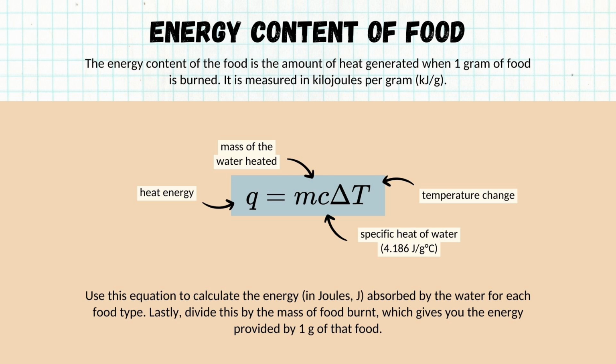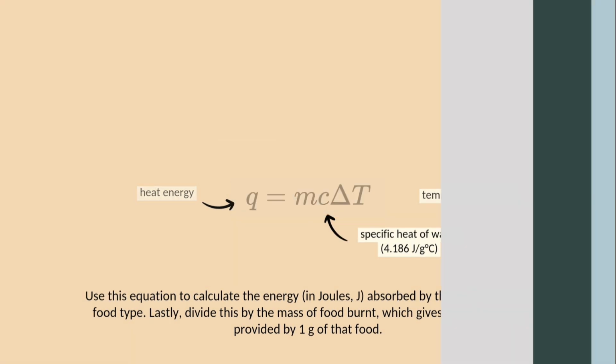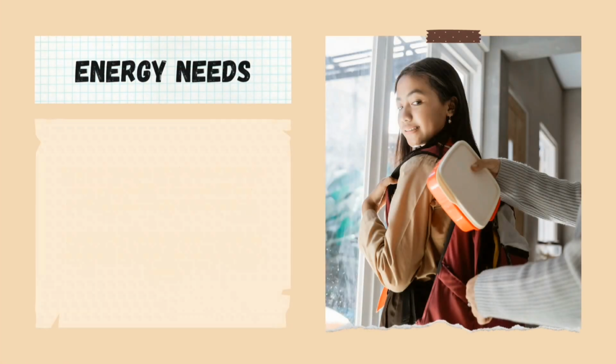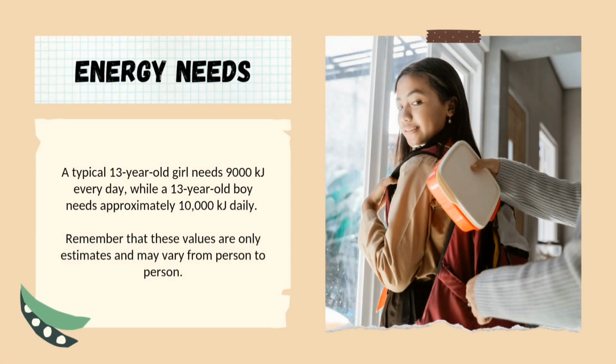Simple math, powerful science. Now let's talk about energy needs, because not everyone needs the same amount of food energy. Energy requirement depends on factors like age, activity level, and body condition. A growing body needs more energy, and an active body needs even more. For example, a typical 13-year-old girl needs around 9,000 kilojoules per day, while a 13-year-old boy needs about 10,000 kilojoules per day. These values are only estimates, because every body is unique, just like fingerprints and exam answers.